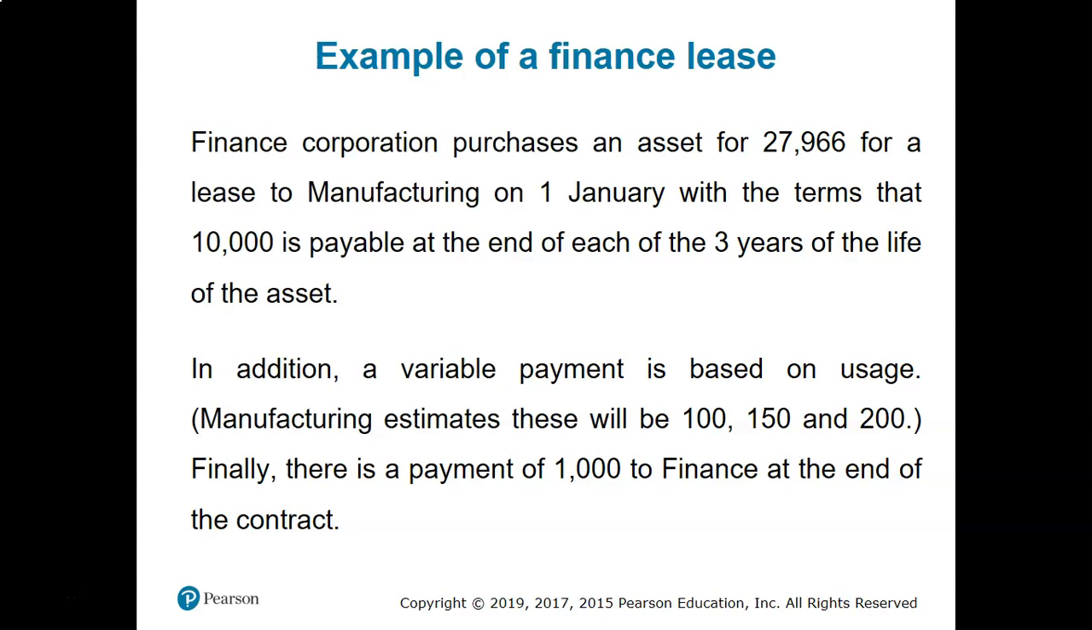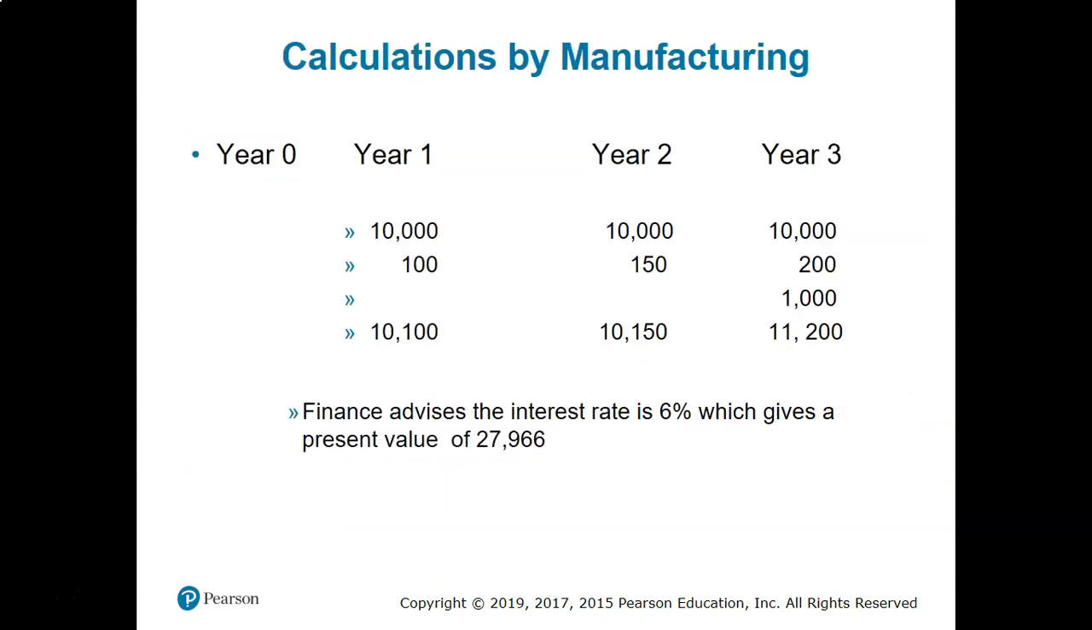And manufacturing estimates, these will be 100, 150, and 200. The first year 100, second year 150, and third year 200. Finally, there is a payment of 1,000 to finance at the end of the contract. That is, as we say, the guaranteed residual value. So at the end of the 3 years, you'll pay 1,000.